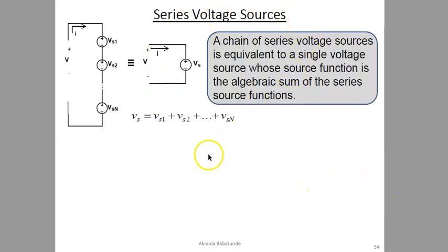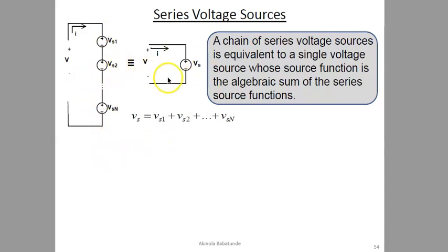Let's talk about series voltage sources. You can see we have a circuit, we have a voltage terminal, and then we have many voltage sources connected in series. So what would be the equivalent of these voltage sources connected in series? You can see we have Vs1, Vs2, right up to Vsn, depending on the number of voltage sources that we have. So the equivalent will be given as Vs, and that would be equal to Vs1 plus Vs2 plus Vs3 up to plus Vsn. So the equivalent voltage source of voltage sources connected in series will be equal to the addition of all the voltage sources.